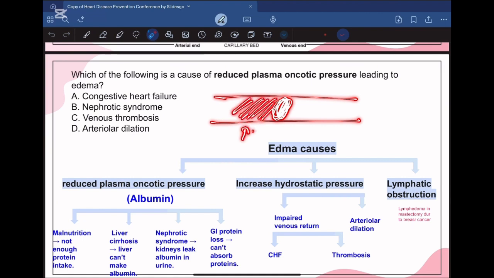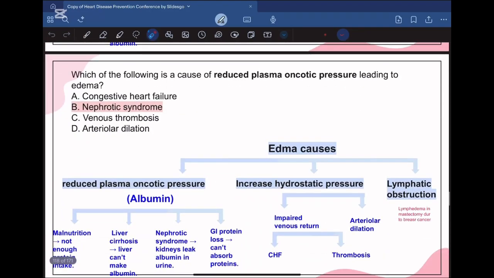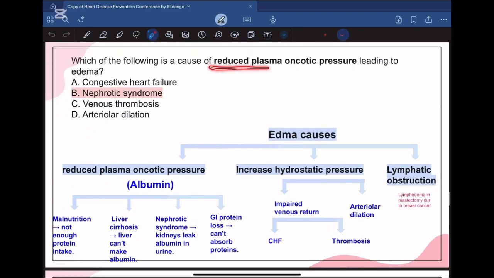Again, I have high blood in that side, I have high hydrostatic pressure, and this means I have high outflow and edema could happen. Okay, so we did understand reduced plasma oncotic pressure leads to edema. Why? Because, for example, in nephrotic syndrome or liver cirrhosis, or a patient who is not taking enough proteins. Congestive heart failure is increasing hydrostatic pressure.